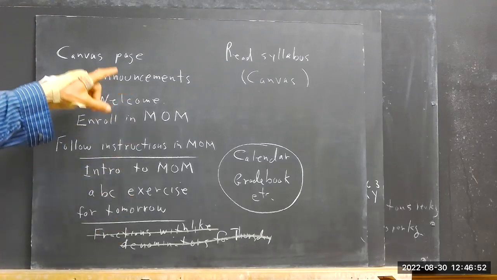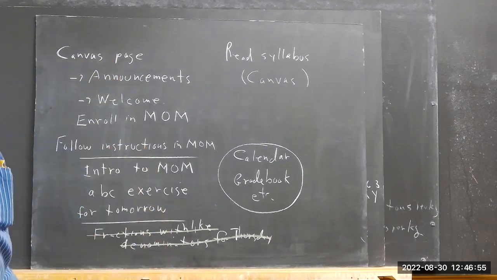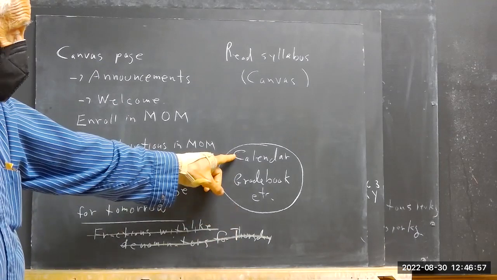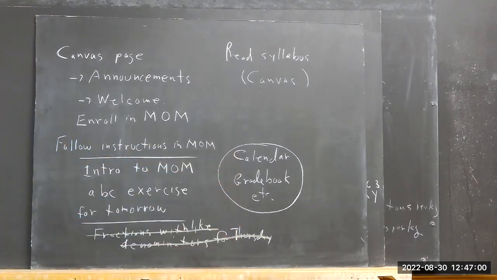What I recommend is get to the MyOpenMath page, see what it says, have a calendar and a grade book, take a look at those. I'm going to look at the calendar, just tell you what I've set up, which is for today, before midnight, 11:59. You need to do the introduction to MyOpenMath and the ABC exercise. The ABC exercise, send me a picture of your work and then bring it to class.